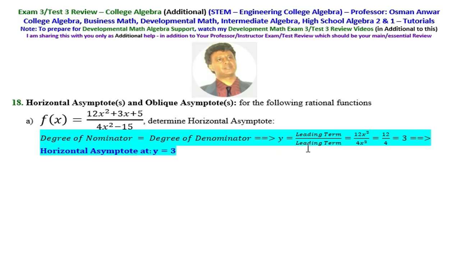That means y equals the leading term of the numerator over the leading term of the denominator. That is 12x squared over 4x squared. x squared cancels x squared, that is 12 over 4, which is equal to 3. That means the horizontal asymptote is at y equals 3.